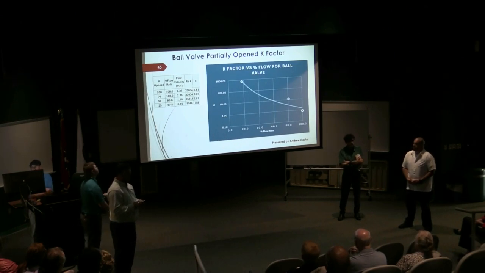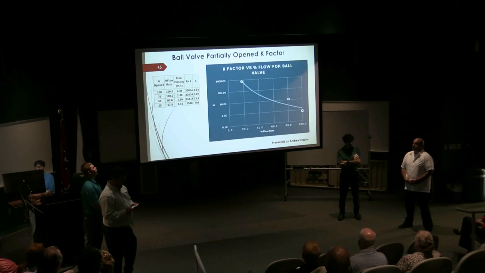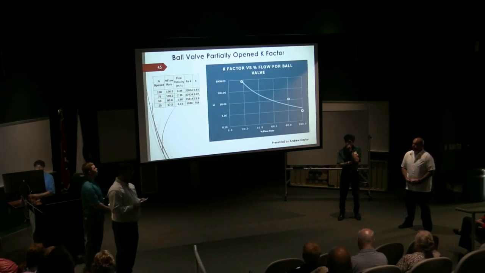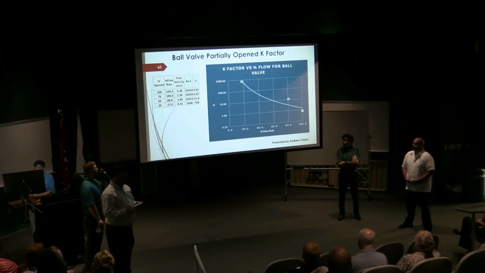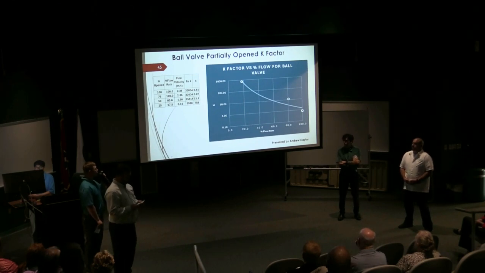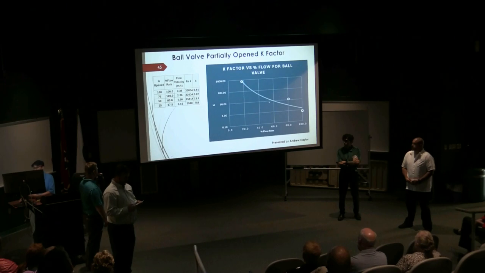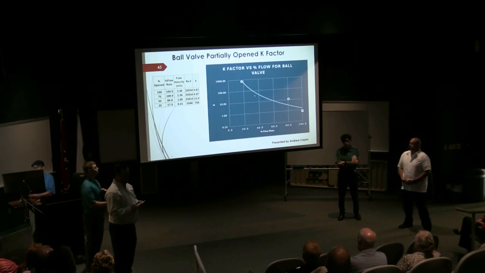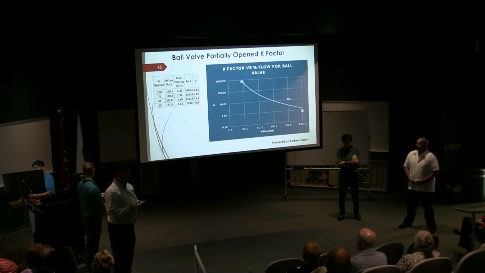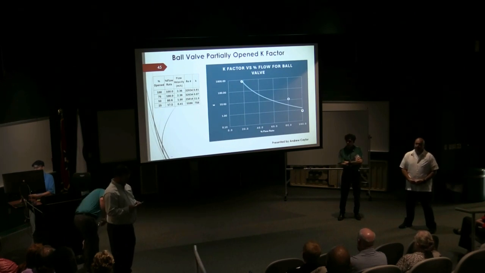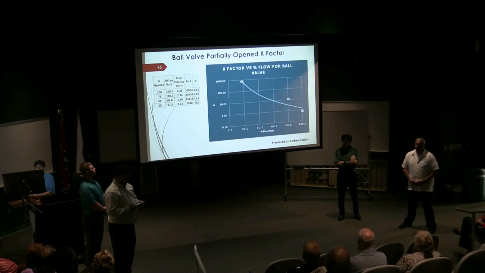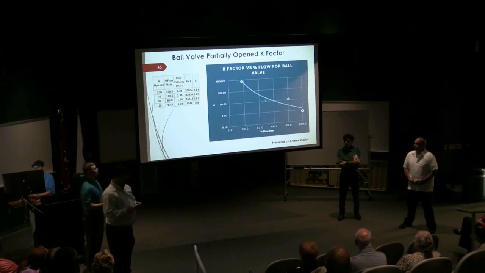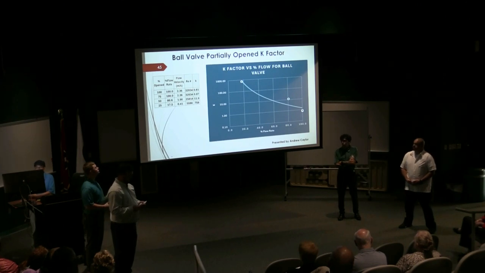This is a graph for the partially open ball valve. As you can see, when the ball valve is more than 50% open, there's very little friction loss. Almost full flow continues. However, once you start closing past 50%, head loss increases dramatically and flow drops rapidly. Based on this graph, if you want to throttle or adjust flow, do not close the ball valve past halfway. It becomes very inefficient.